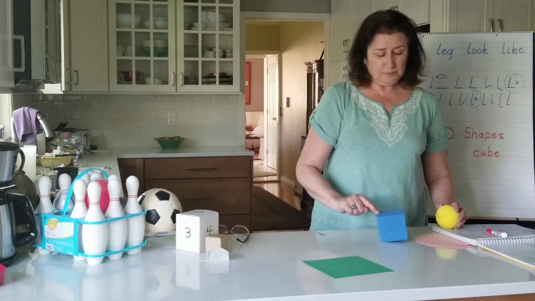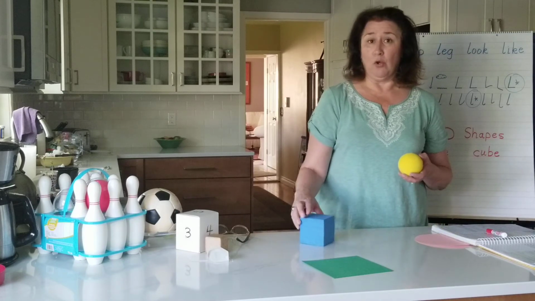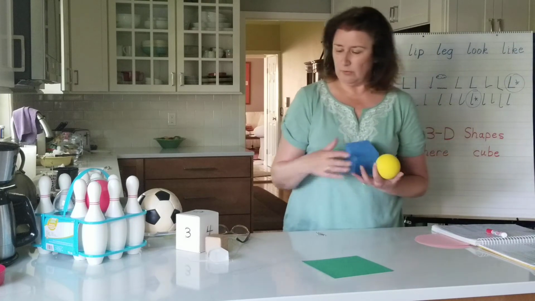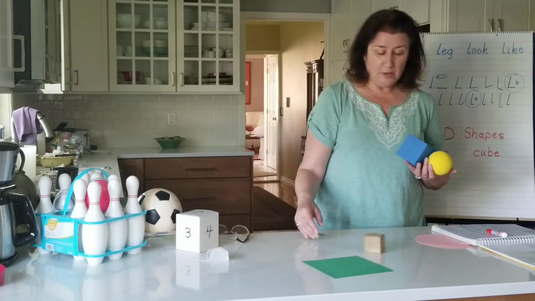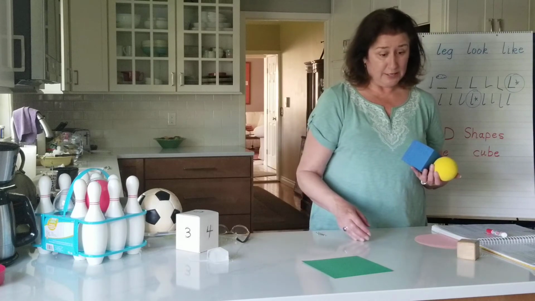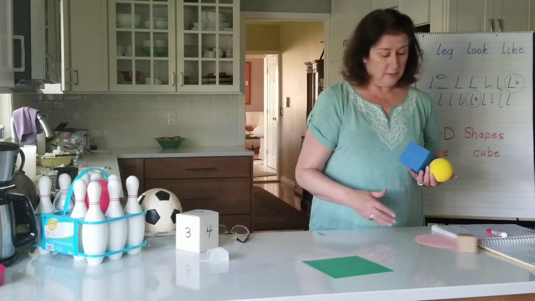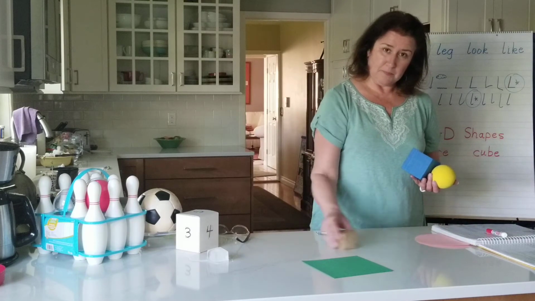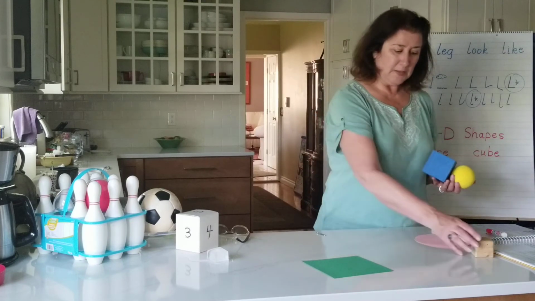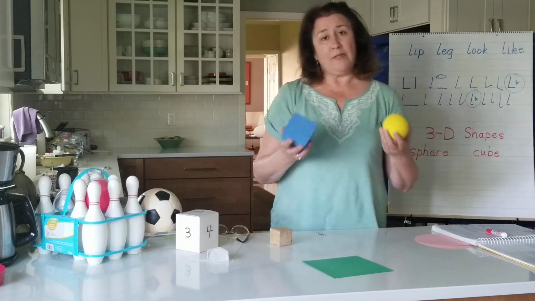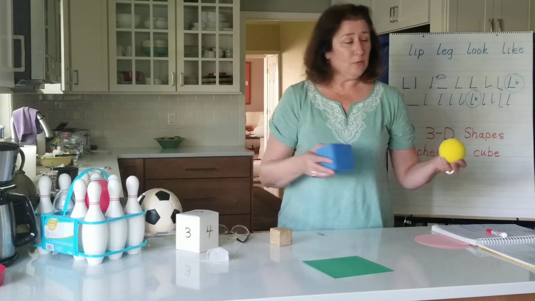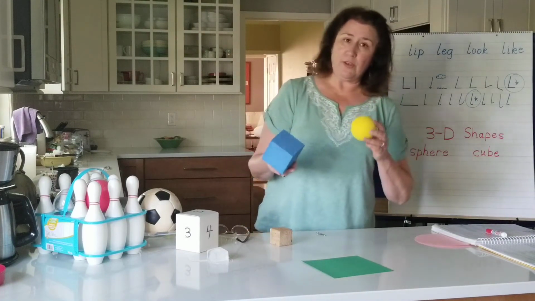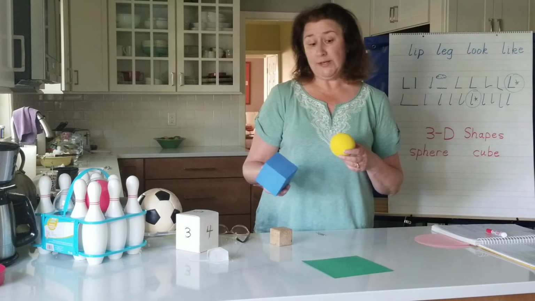So a cube cannot roll, but a cube, well, this one's made out of foam, it's hard to do, but a cube, I could slide a cube. I could slide it on its one face. So depending on what the three-dimensional object is like, what the 3D shape is like, will depend on whether you can slide it or roll it.